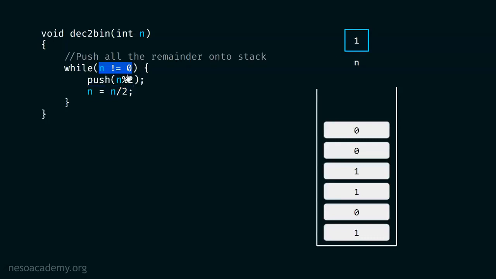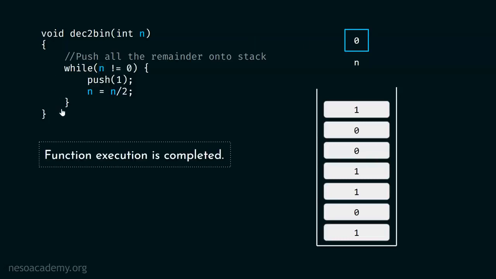Then again, we will check this condition. Again, this is not equal to 0, right? Let's call push function. This time, 1 will get pushed inside stack, right? Then we will update our n variable by n divided by 2, which means it will get updated by 0. Now we will again check this condition. Is n equal to 0? Yes, n is equal to 0. So we will get outside of this while loop.